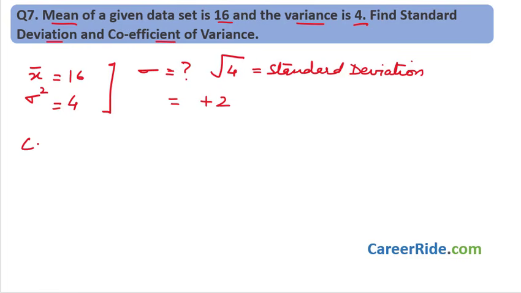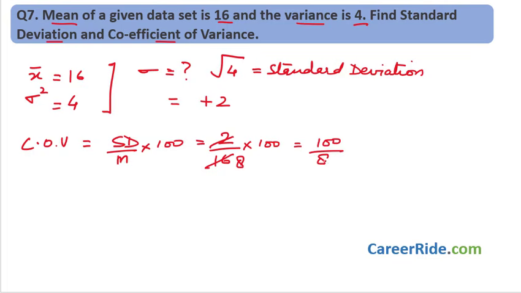And now I know coefficient of variance is equal to standard deviation upon mean into 100. This is equal to what? Standard deviation I have just found to be 2. Mean is given to me as 16 and I have to multiply it by 100, right? So 2 8s are 16, this is equal to 100 upon 8, right? 4 2s are 8, 4 2s are 8, 25. This is equal to 12.5 and the coefficient of variance is a percentage value. So 12.5%, right?